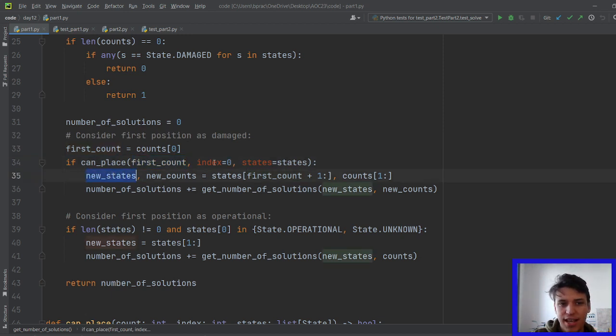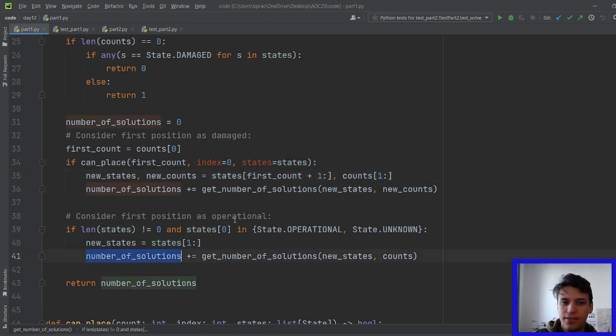If this is the case, then we know that not just the first position will be damaged, but also the second, third one, and so on. The number of them is given by this first count. And then after all the damaged ones, there must be 1 operational one. So this is the additional +1. And so the remaining states will start at first count +1. And then the remaining counts will just be all the counts apart from the first one. Based on these new states and new counts, we get the number of solutions, and that will be the first part of the number of solutions for our particular state and count.